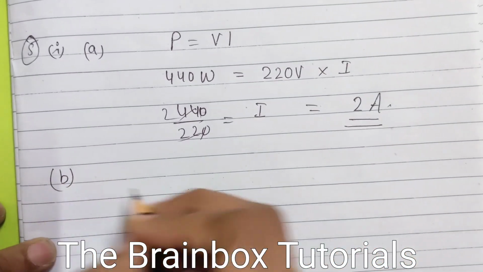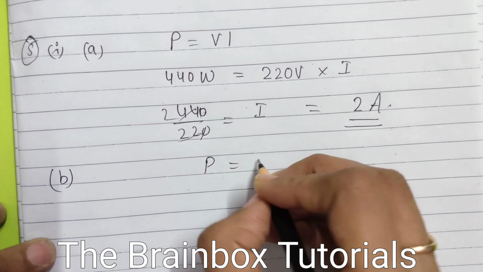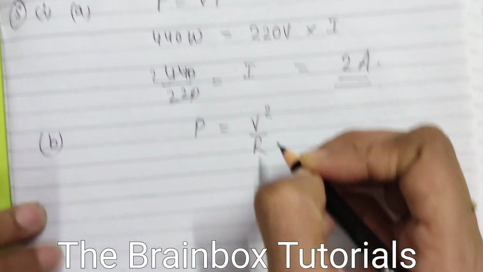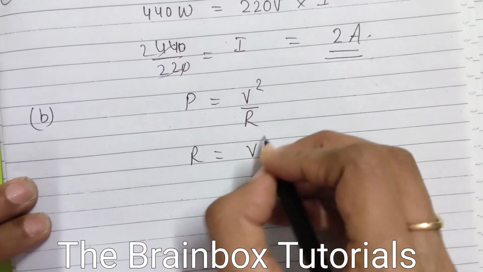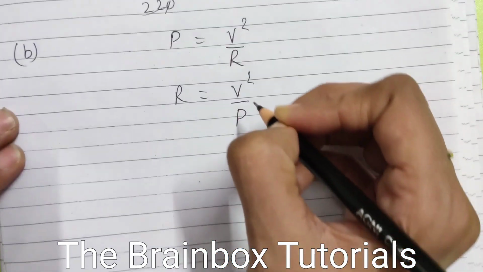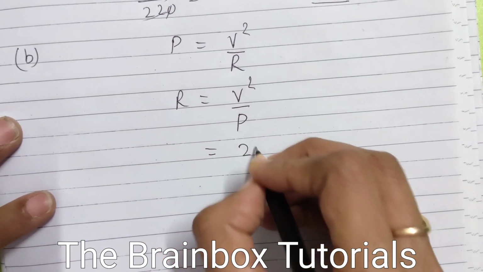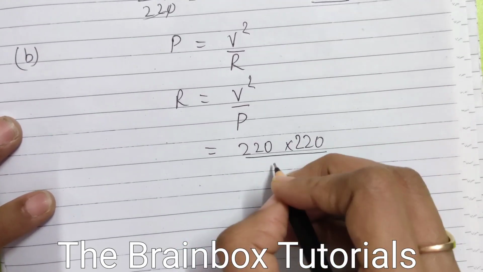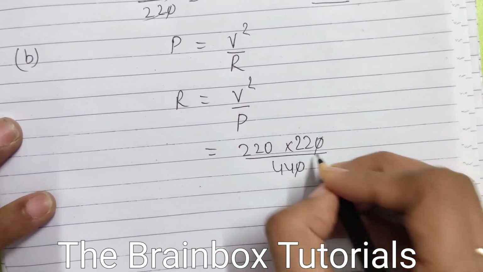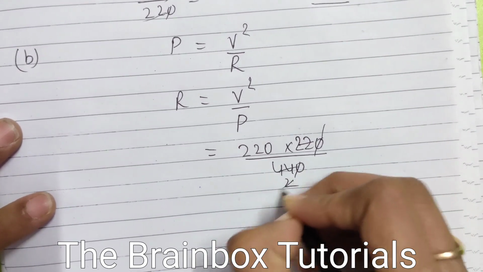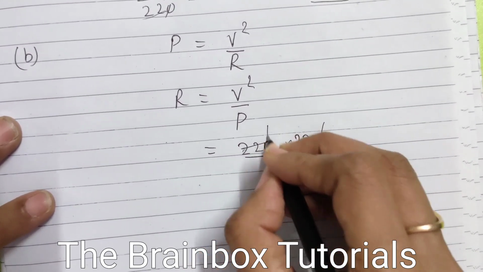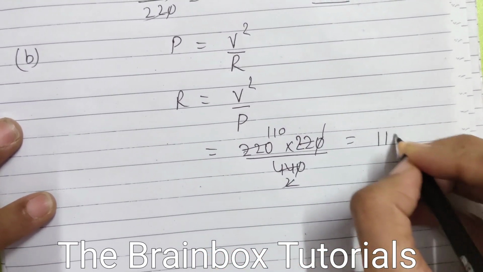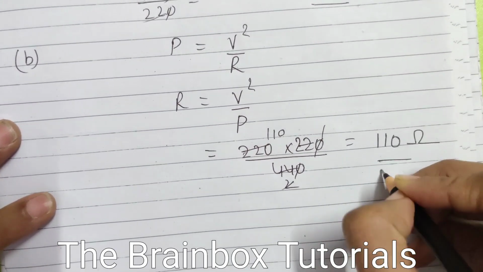And part B, resistance. So P is equal to V square by R, or we can write R is equal to V square by P. So that will be V square, that is 220 into 220 upon power 440. 2 2s are 110. So 110 ohm is the answer.